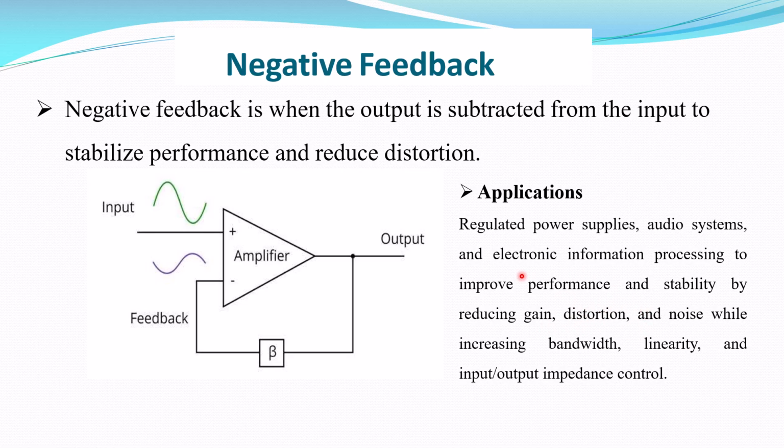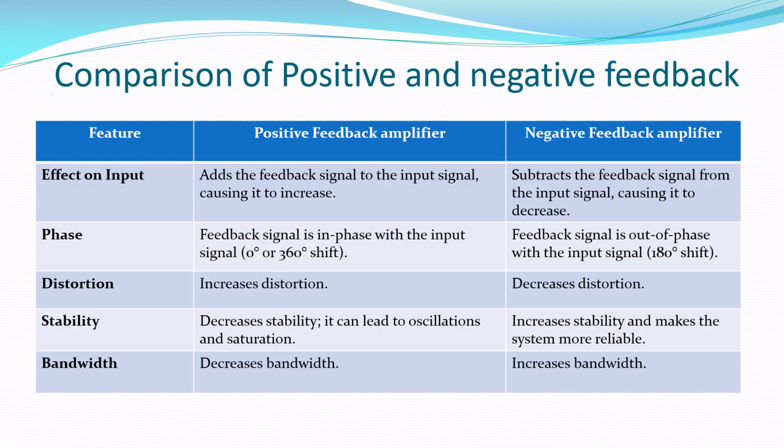In the same way, with a negative feedback amplifier, we can increase the bandwidth based on the frequency range of the amplifier circuit, and we can control the input and output impedance levels. So in real-time, practical applications, of these two types of amplifier, we are using only the negative feedback amplifier due to the advantage of the stabilization factor.